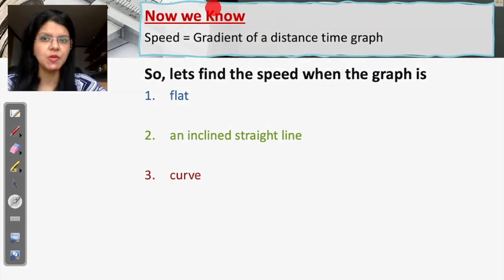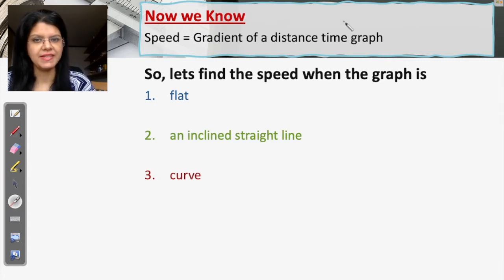So now that you know that the speed is the same as the gradient of the distance time graph, let us find the speed when the graph is a flat line first. Then we'll also find it when the graph is an inclined straight line, and then when the graph is a curve. So there are 3 kinds of graphs possible. Let us understand what this slide is telling us.